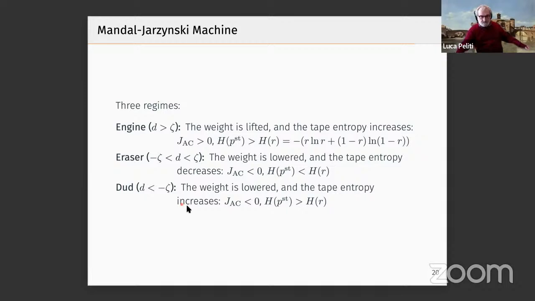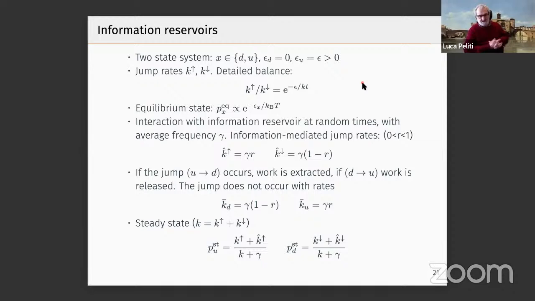More generally, we consider a machine that is done in this way. You have a two-state system. A system can be in two states that we call down and up. And of course, the state of down has a lower energy than up. And we say, okay, the energy of down is equal to zero, and the energy of up is larger than zero, equal to epsilon.